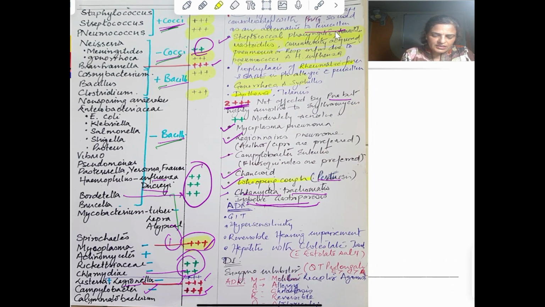Then here you can again see Clostridium tetani, and Corynebacterium diphtheriae, so you can write all of that. Gonorrhea, here also penicillin is effective. So this way you can write its therapeutic uses depending on the antimicrobial spectrum.